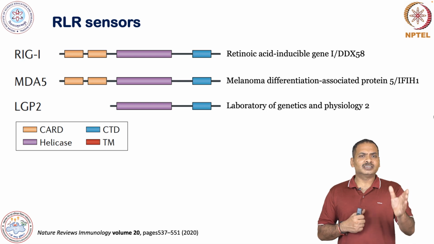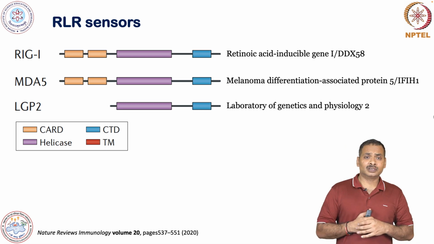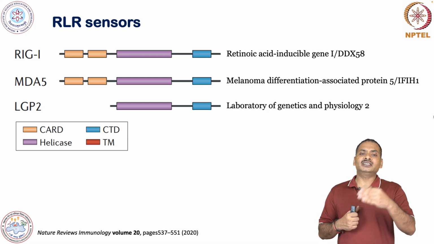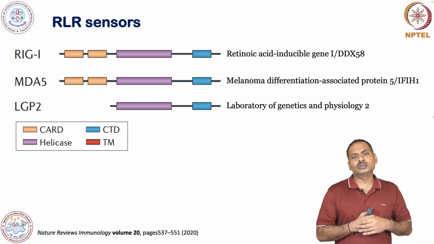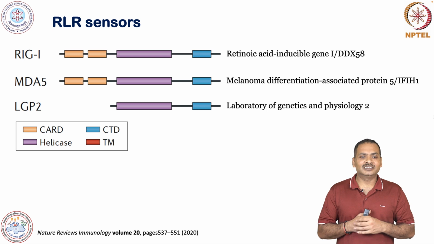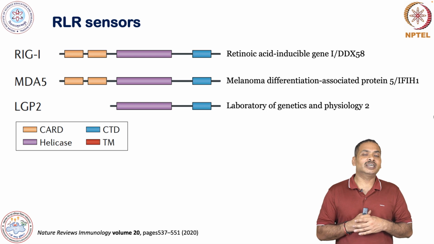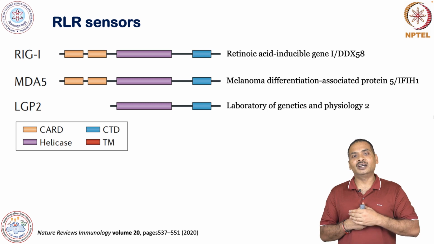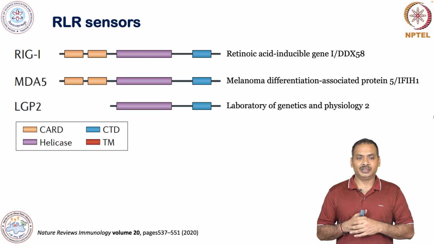Towards the N terminal there is a CARD domain in case of RIG-I and MDA5, and towards the C terminal there is an RNA helicase domain in both RIG-I and MDA5, and there is a carboxy terminal domain, and this domain also plays an important role in sensing. Very interestingly, this LGP2 does not have a CARD. The CARD domain is not there. This has only RNA helicase and CTD, the carboxy terminal domain.